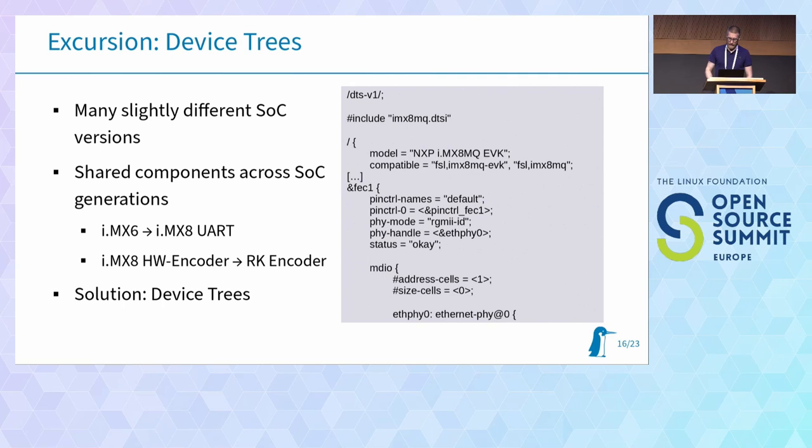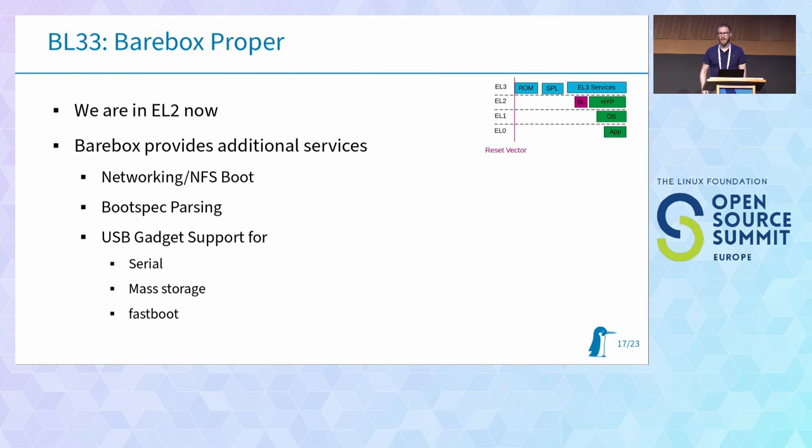So finally, after going through the exception level 3 runtime services, we are going to end up in exception level 2. And here our bootloader, in this case barebox proper, is providing additional services. So none of the previous stages, as far as I know, implement anything like networking or NFS boot, which is very, very convenient if I'm developing on a system.